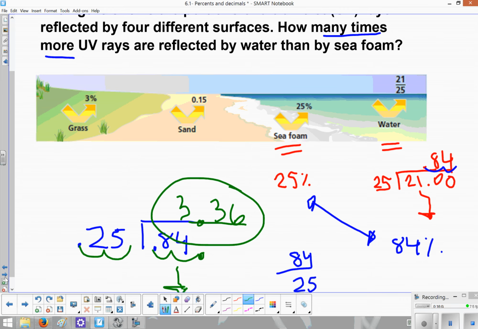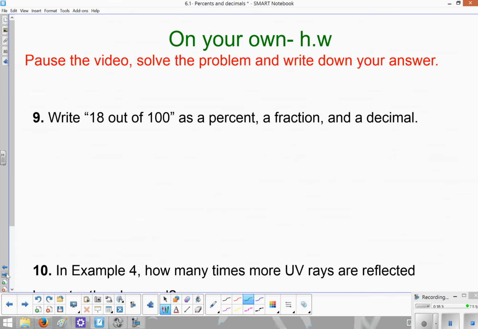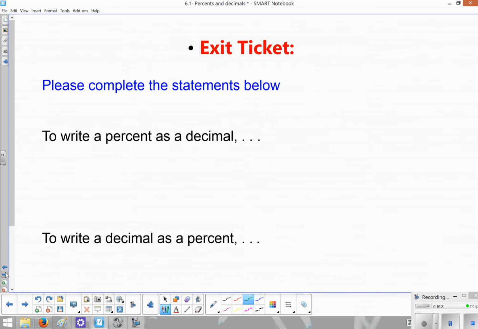So with that being said, two more things to do. Continue the on your own homework for numbers 9 and 10 on the same page. And don't forget they're done on a separate sheet of paper. And then for the next one, I would like for you to go ahead and do the exit ticket, explain and complete the statements below. And any questions you have from today's video, go ahead and bring them up tomorrow and I will be more than happy to answer them.